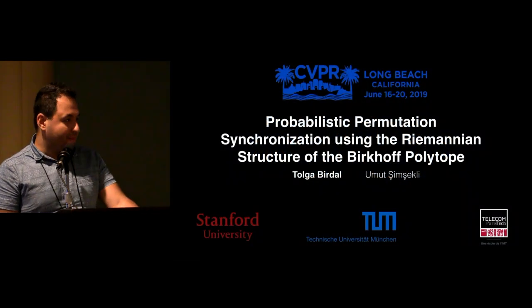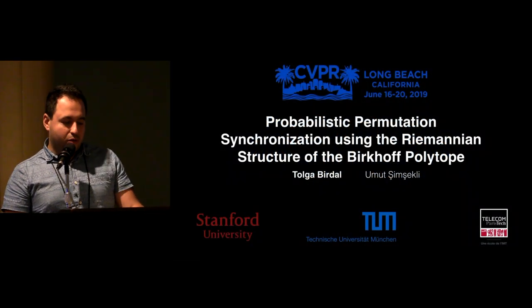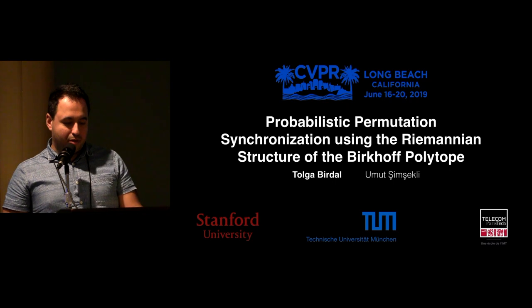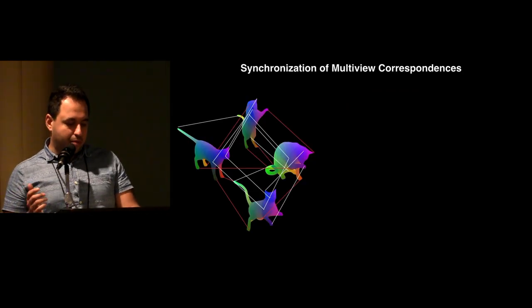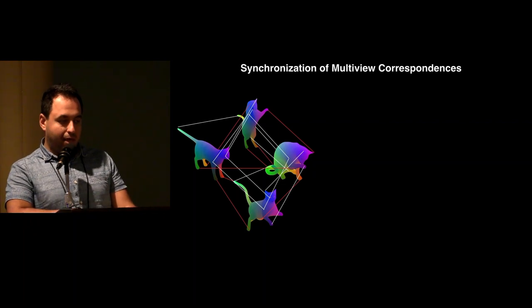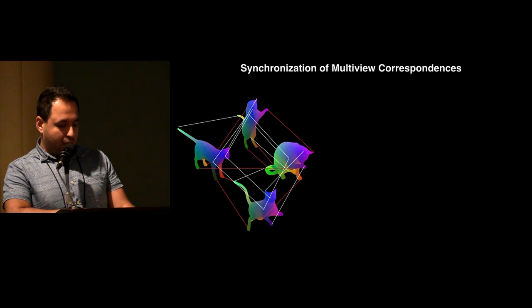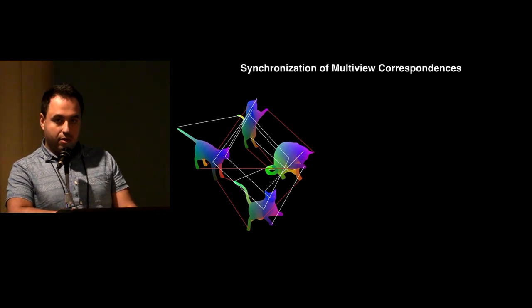So, hi everyone, this is Tolga, and I will present our joint work with my friend Umut on synchronizing multi-view matches. Given a shape collection or image collection, many computer vision applications begin by establishing pairwise matches. And correspondences computed in this way are subject to noise and inconsistency when multiple of those are matched together.